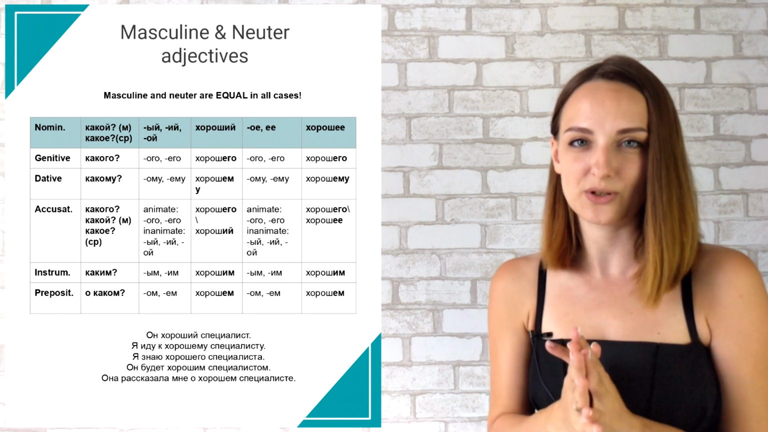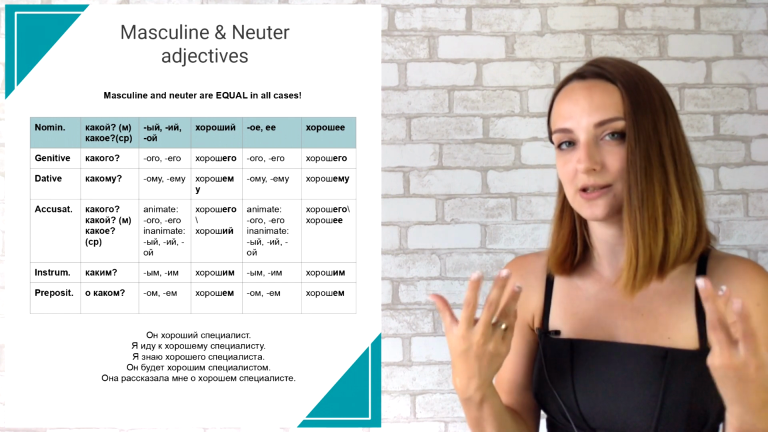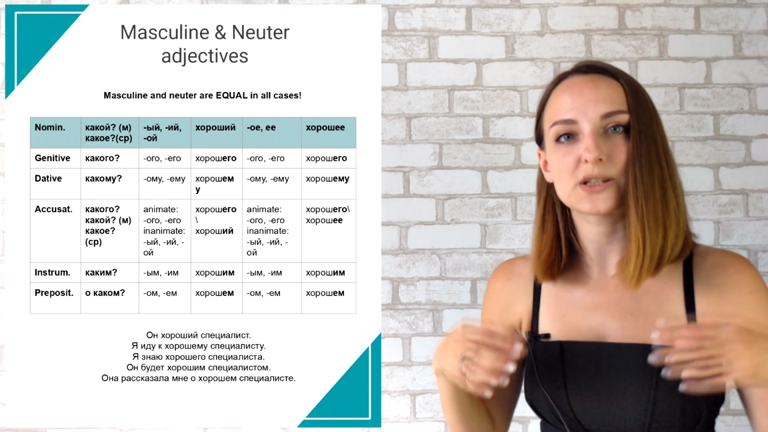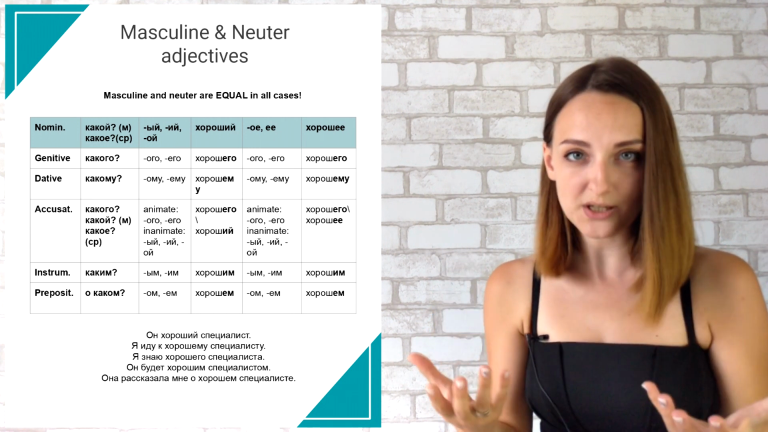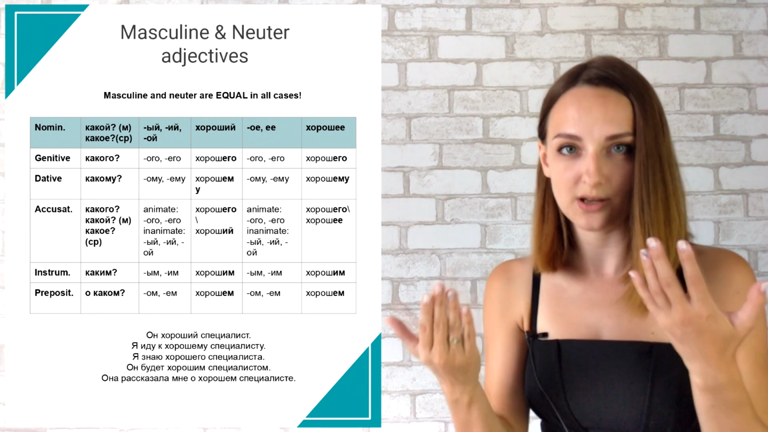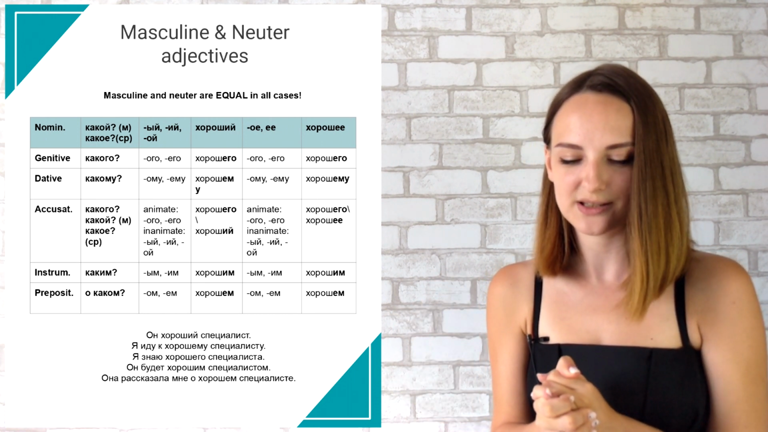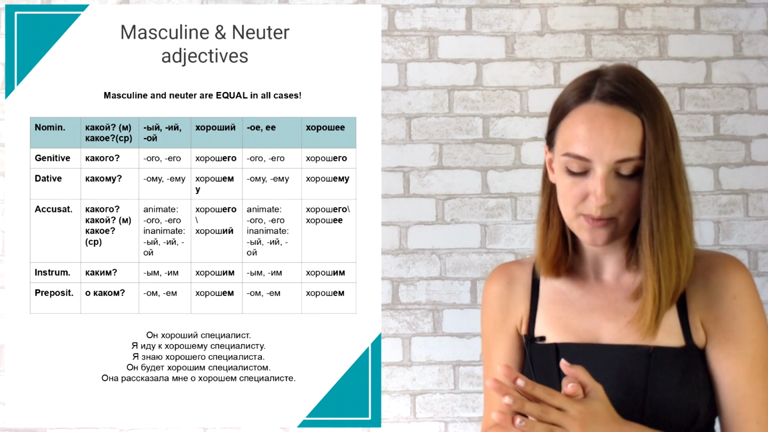The tricky part is about accusative case, because if it's an inanimate object, then you will need to use the same form as in nominative case. And nominative forms are different for masculine and for neuter. Okay? I hope this is clear. I hope I explained it easily. Let's just read some examples.